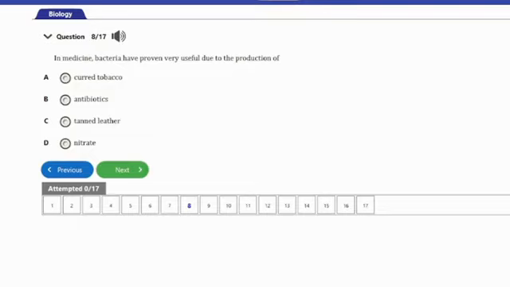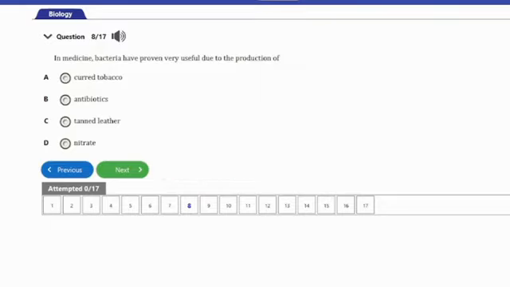The antibiotics are actually chemicals produced from living organisms that attack other living organisms, most significantly produced by bacteria to also attack other bacteria. So that's what the antibiotics are. Most times we can get antibiotics from these bacteria, and that's its usefulness in medicine. So that's it for that question.